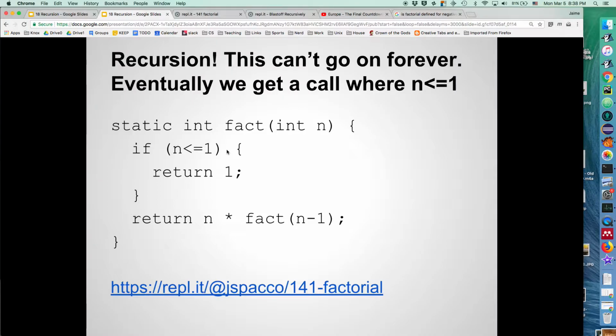Boom. Isn't that great? So now we've got factorial. So that's the basics of recursion, and we are done. Thank you so much.